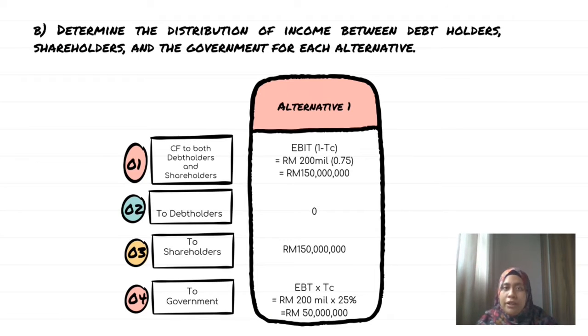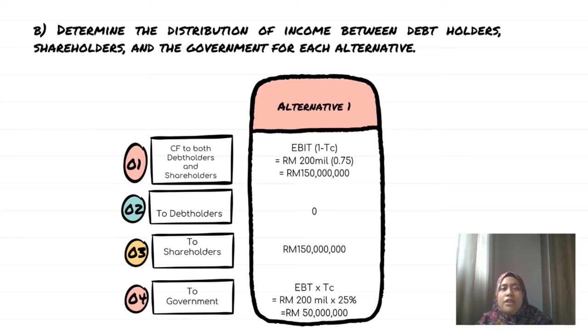Okay, Assalamualaikum. My name is Wan Amira binti Wan Muhammad Aznan, and I'm going to continue with the next question, which is question B for case 1: determine the distribution of income between debt holder, shareholder and government for each alternative. For this question, we will have 4 steps.